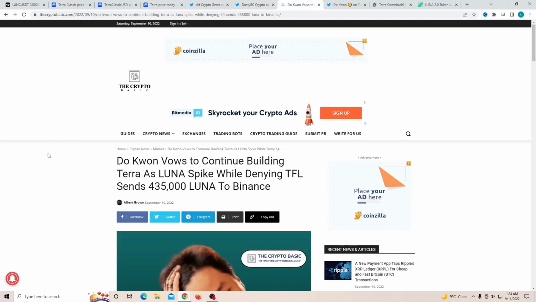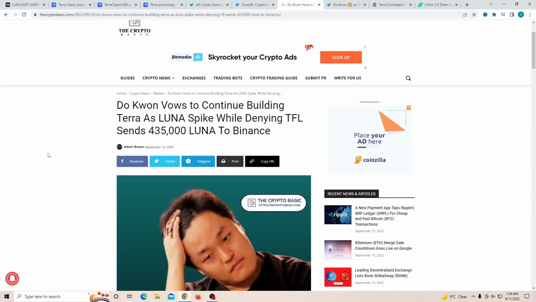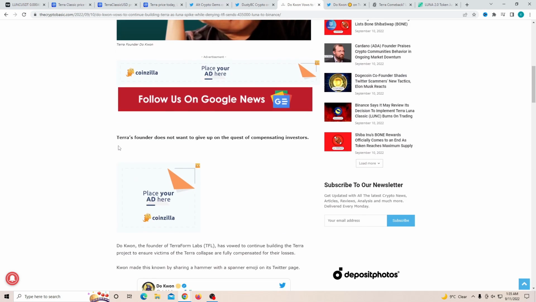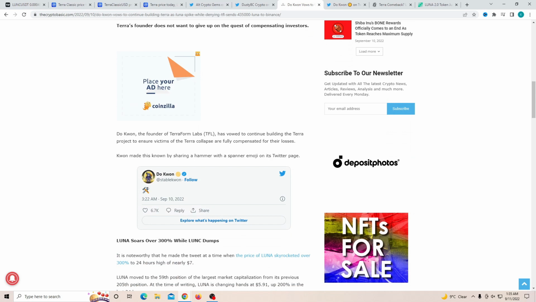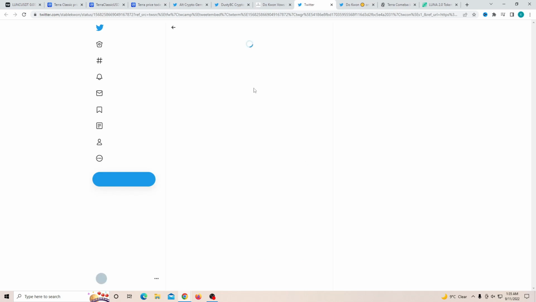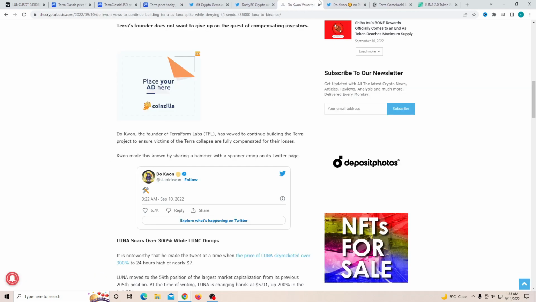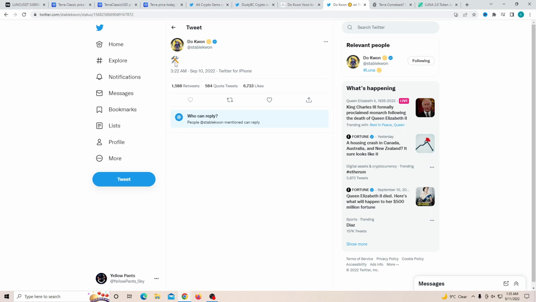And another thing which is really cool is our boy Kwon is under heat again. Kwon wants to continue building Terra as Luna spikes while denying TFL sends 435,000 Luna to Binance. What they're talking about is Terra founder does not want to give up on the quest of trying to get the investor and also trying to keep building the Luna blockchain. And as you guys can see, this can be seen by one of the posts on Twitter that he made, which is clear that he's simply trying to show, hey, I want to keep building.